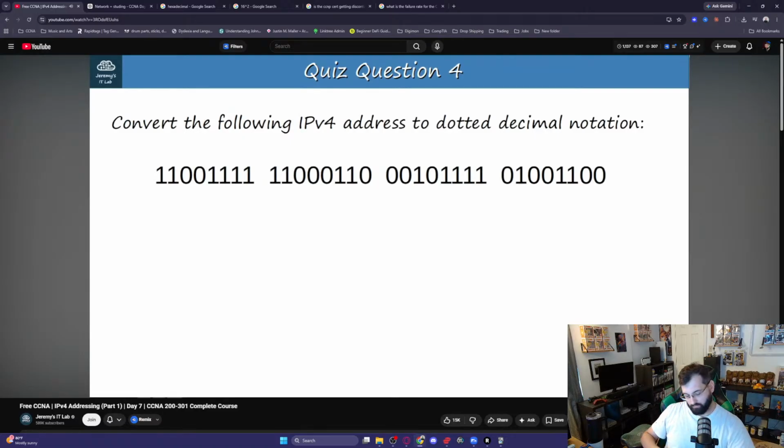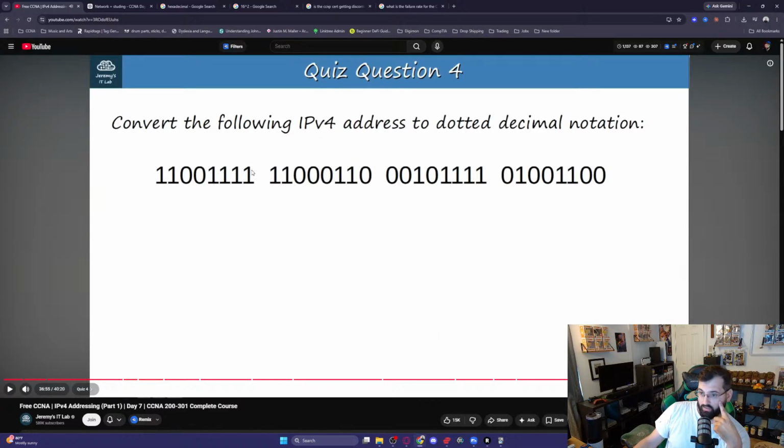Convert the following IPv4 address to dotted decimal notation. Pause the video to solve the question, and unpause to check your answer. Okay, we're gonna try to do it in our heads again. I know that hasn't really worked out in the past, but I have a feeling it's gonna go different this time. So 1, 2 is 3. So these first 4 are always going to be 1, 3, 7. It's always gonna be 15, because 1, 2, 4, 8, 16.